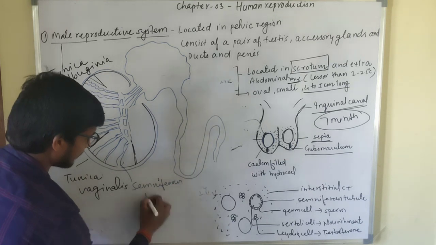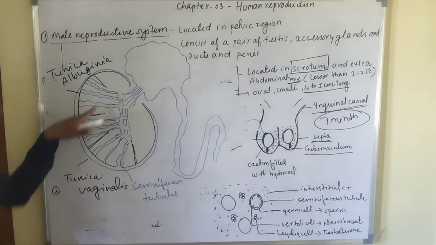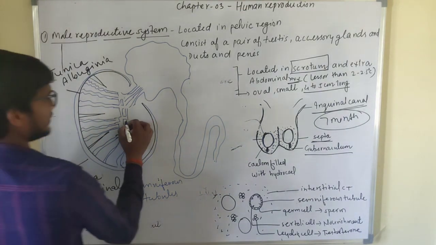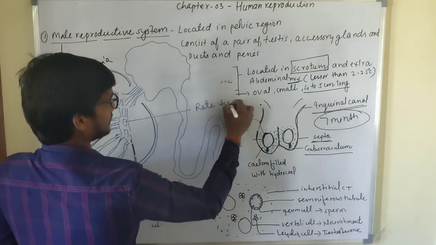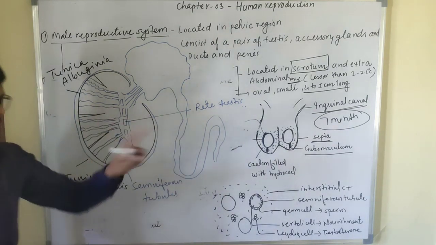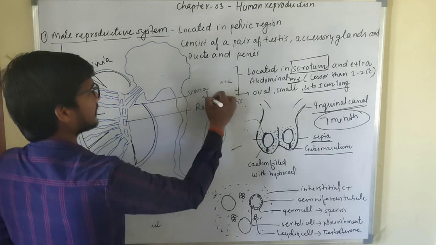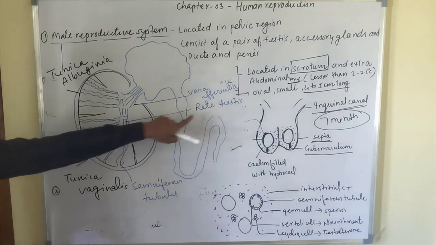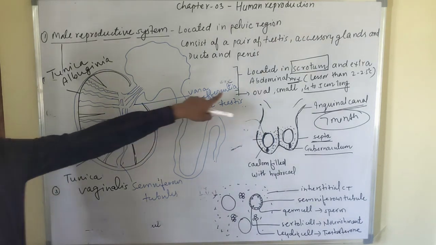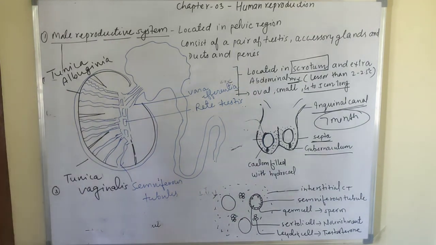And these highly coiled structures that we mentioned here are known as seminiferous tubules. And as we know, here there will be production of sperm. This structure is known as rete testis, and these structures are known as vasa efferentia. This one is rete testis. This one is vasa efferentia. Outermost layer is tunica vaginalis, and the innermost layer is tunica albuginea.